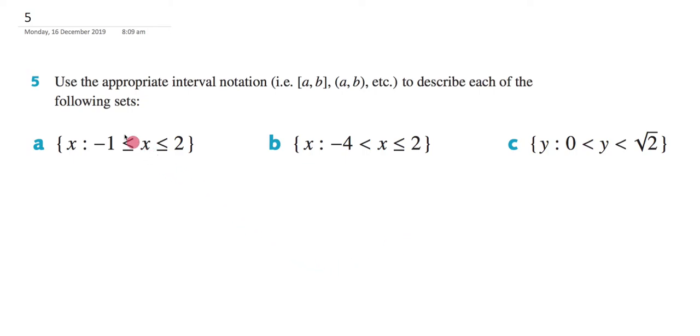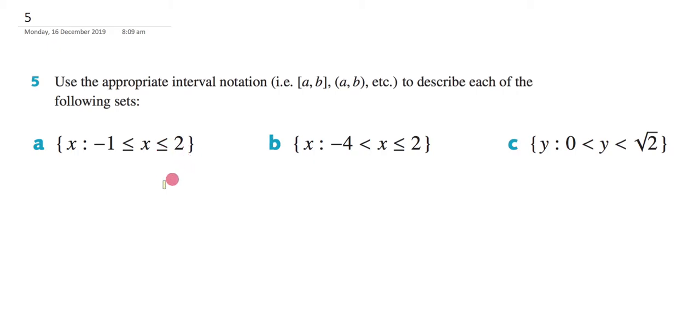All right, so we are doing question 5 of exercise 5A, and we're being asked to use the appropriate interval notation to describe each of the following sets. So let's begin with A. A is telling us to find the interval notation of -1 is less than or equal to x is less than or equal to 2.